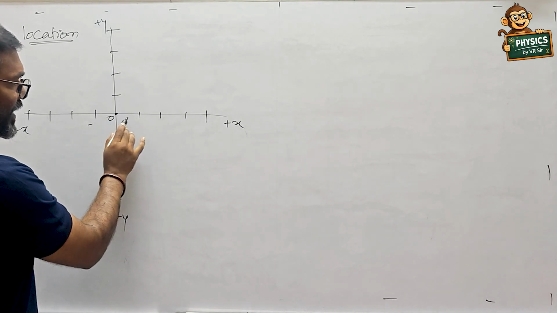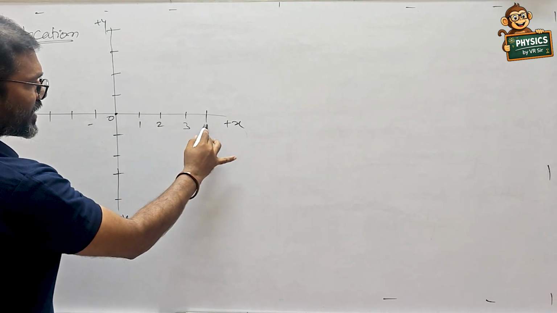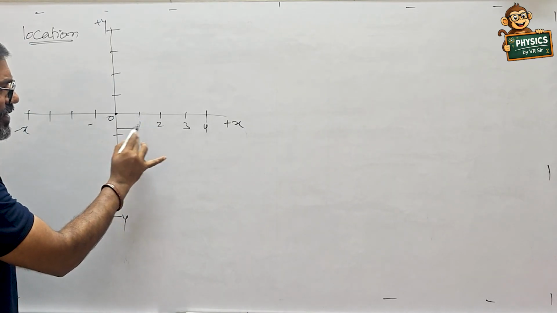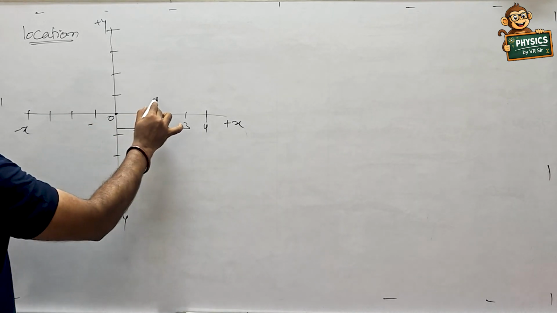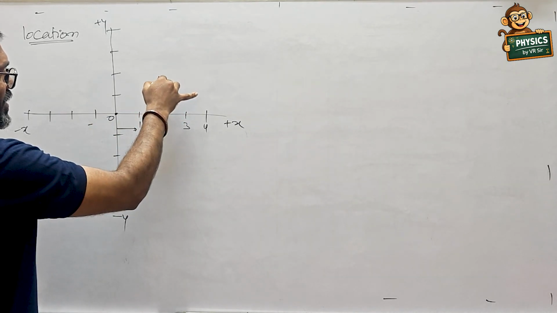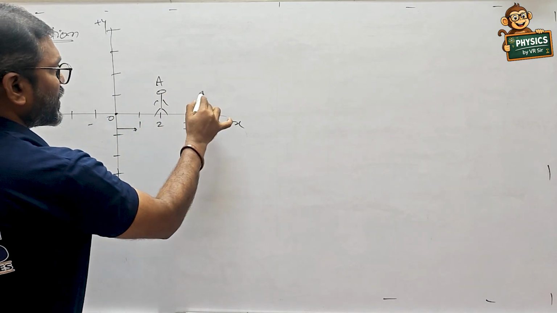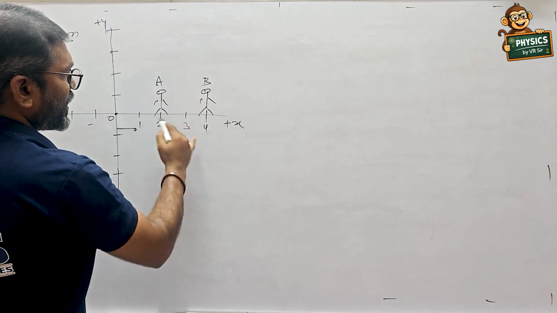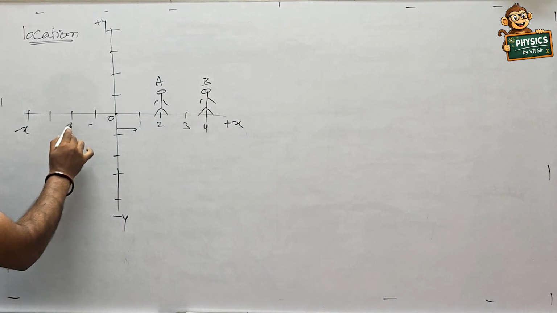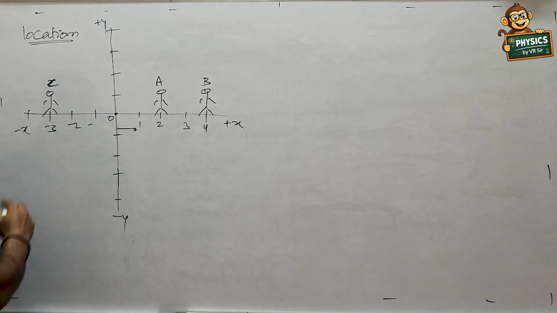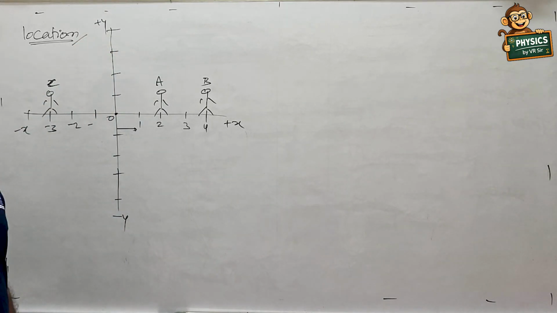Now, along the positive x direction, we take measurements, I mean, we divide the length unit-wise. For example, person A is 2 units along the positive x direction from the origin, person B is at 4 units, and person C is at 3 units along the negative x direction. Location, I said. Now, what is the location of A?